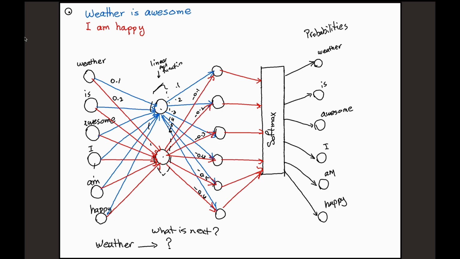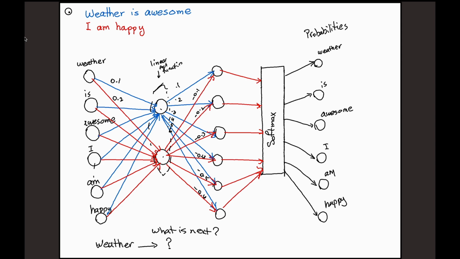So let's say we want to train this network to do a very simple task, and that is to predict the very next word. As I said at the very beginning, this network is extremely simple, and the training set is only weather is awesome and I am happy. So whenever I say weather, it should give me is. Whenever I say is, it should give me awesome. And when I give awesome, it probably should give me a period or end of sentence. I didn't add end of sentence here, but you could. But since we are in Word2Vec, we are not necessarily just predicting the next word.